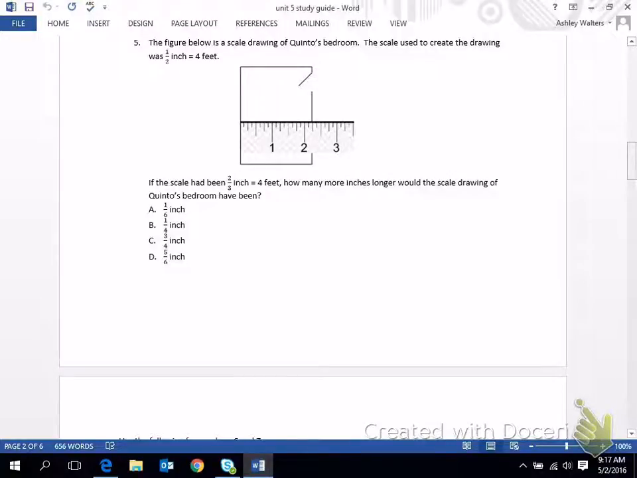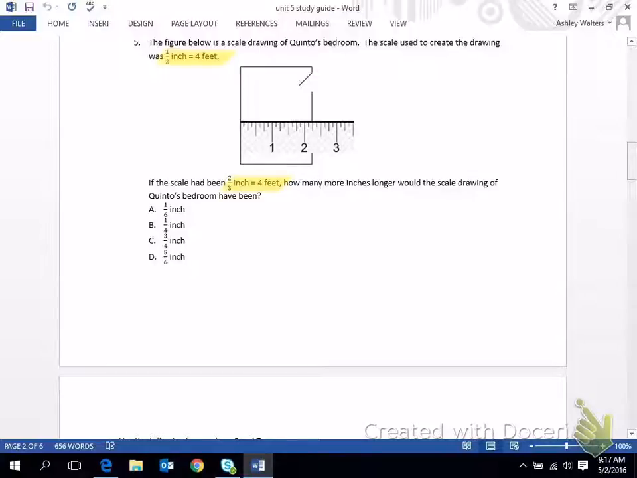As we take a look at number 5, it says the figure below is a scale drawing of Quinto's bedroom. The scale used to create the drawing was 1/2 inch equals 4 feet. We want to know if the scale had been 2/3 of an inch equals 4 feet, how many more inches, excuse the typo, would the scale drawing of Quinto's bedroom have been? So when you see equivalent numbers, you should immediately think proportion.